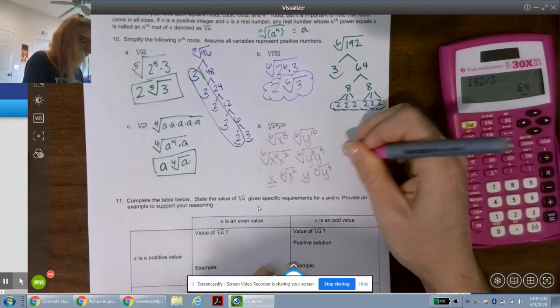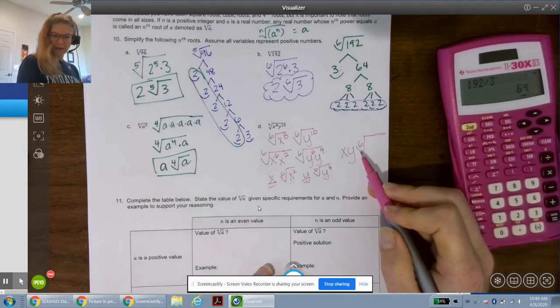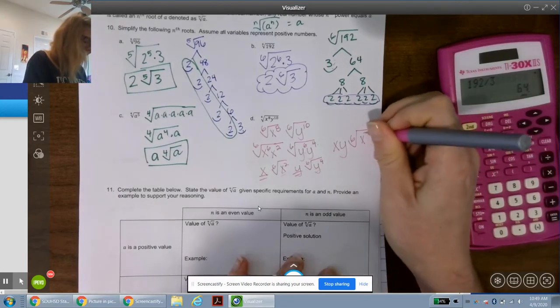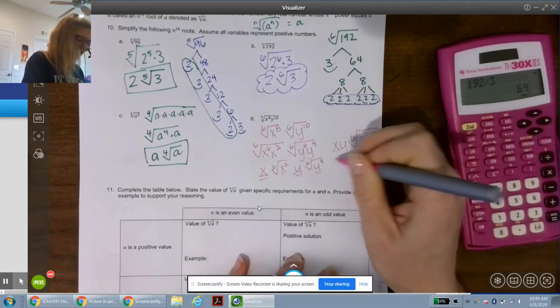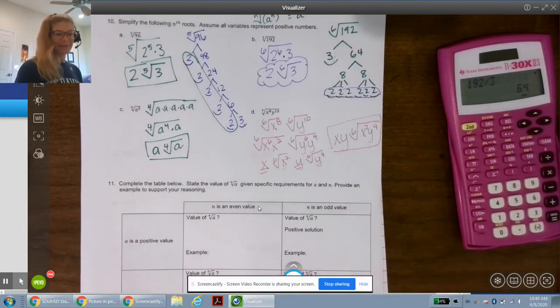So your final answer here is x y times the 6th root, don't forget your index. Make it look like an index, not an exponent. x squared y to the fourth. Everything is in beautiful alphabetical order, so I know that's my final answer. Okay, let's take a look.